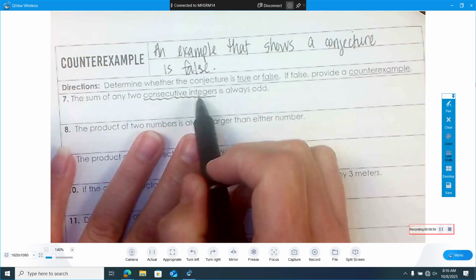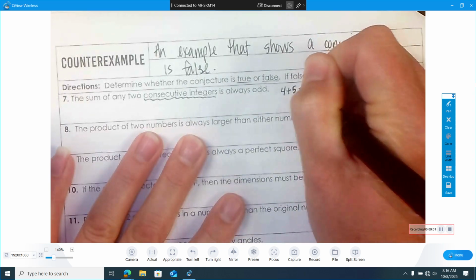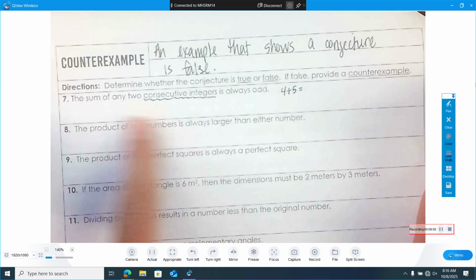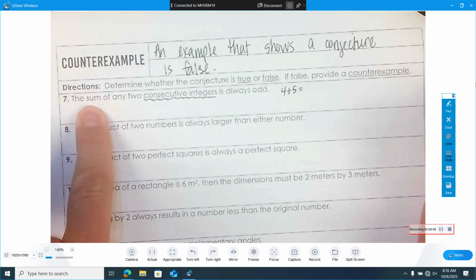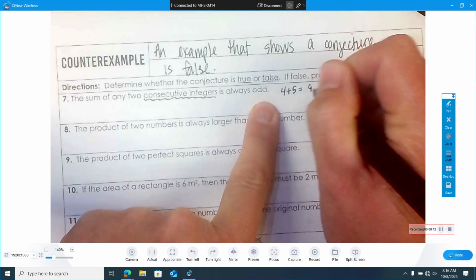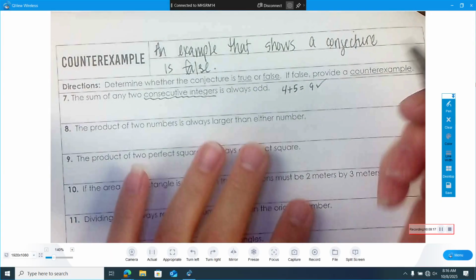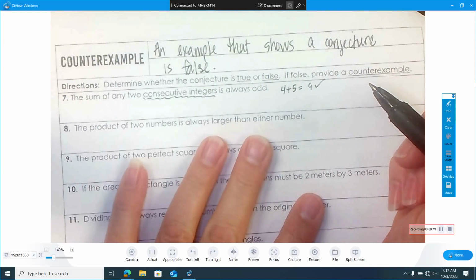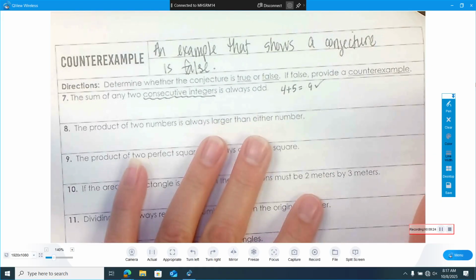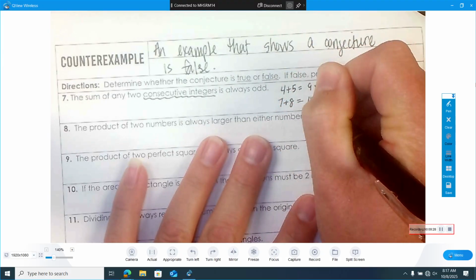So, for instance, we can try a couple and see. Two consecutive integers might be 4 plus 5. The sum means add. So the sum of any two consecutive integers is always odd. So 4 plus 5 is 9. That's an odd number. Give me two more consecutive integers. We're testing this conjecture. 7 and 4? Those aren't consecutive. 7 and 8? 7 and 8 is consecutive. That means 15. That's odd.